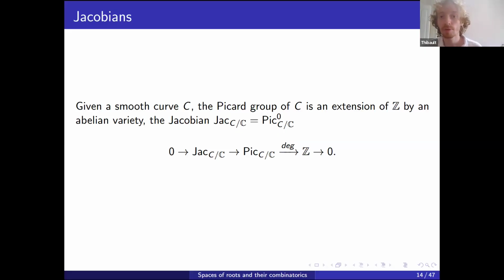So if you start with a smooth curve and you look at the Picard group parameterizing line bundles on it, it has a degree map to Z, and the kernel of that degree map is a very nice topological group. It's an abelian variety, meaning that it's a group object, it's representable by a scheme, and it's proper. And these are very restrictive conditions, and they're really nice objects to work with. Right, so it fits in an exact sequence like this.